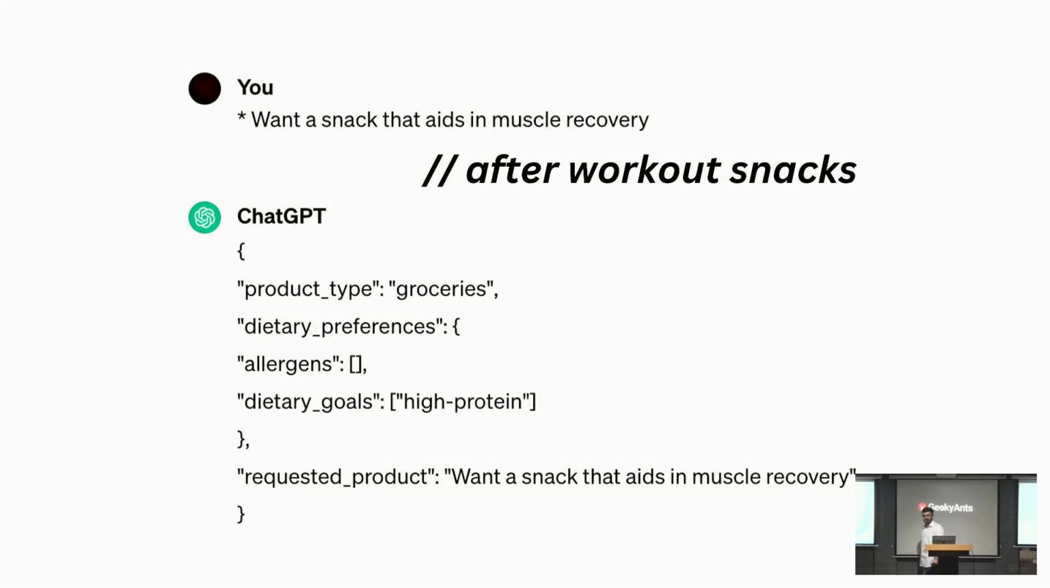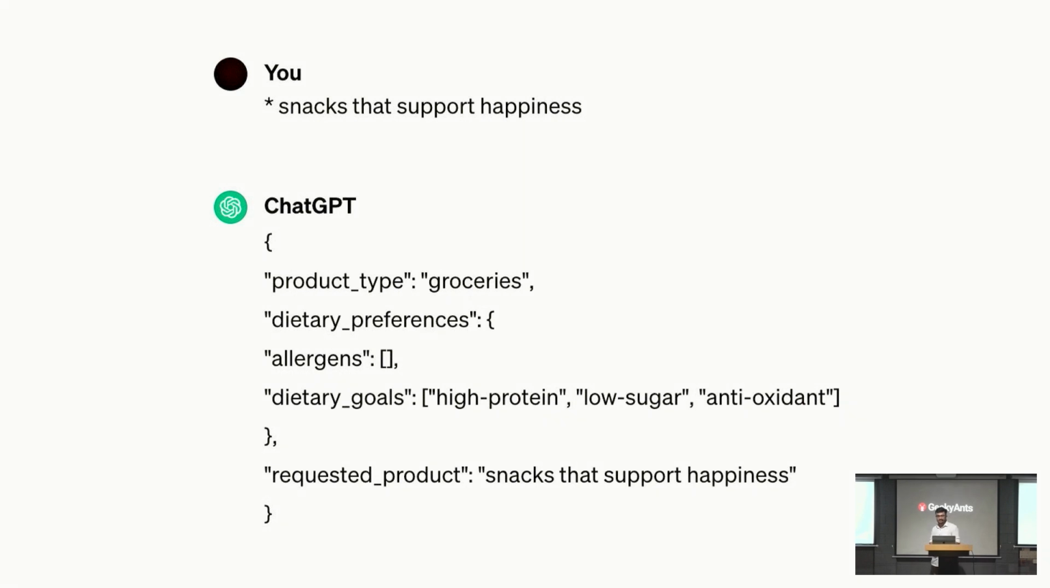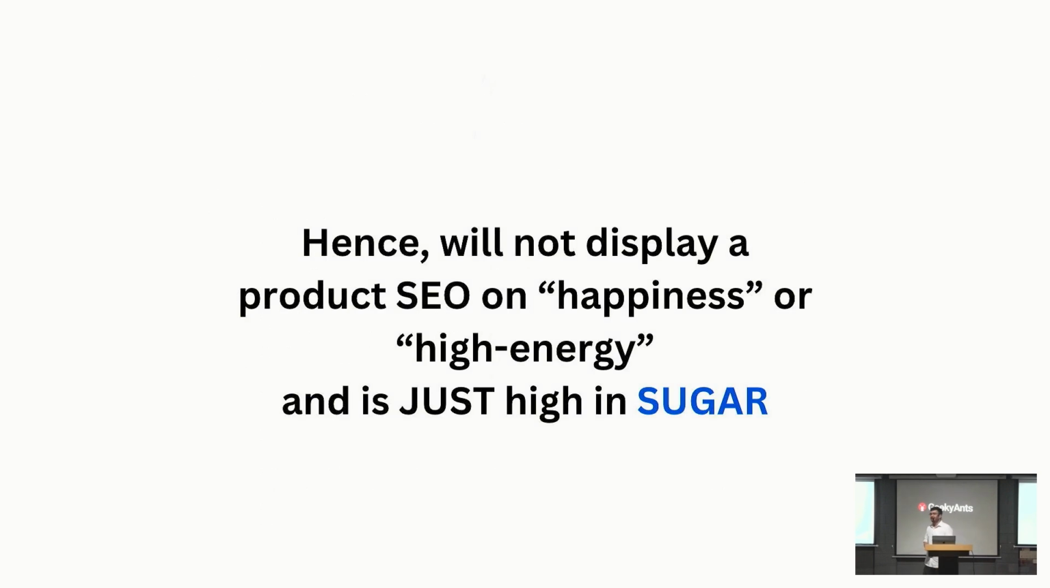Also, when you search for a snack that aids in muscle memory, it picks up high protein and searches against it. And again, for a snack that supports happiness, it searches for protein, low sugar, and antioxidants. Apart from searching for snacks, these will also be filters applied to it. So you don't have to search for and apply filters from the 30 categories that I showed, right? And it specifically goes for low sugar because it has been asked to create dietary goals for people which are healthy for the human body.